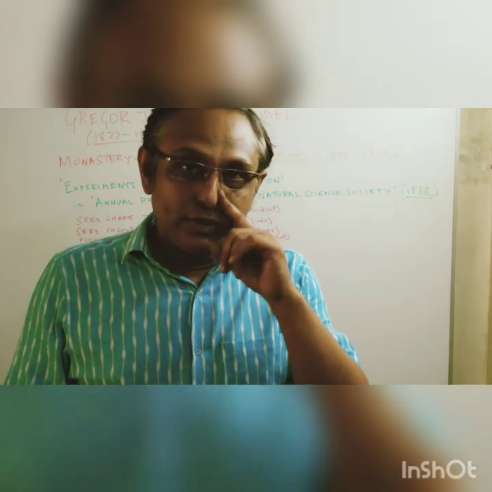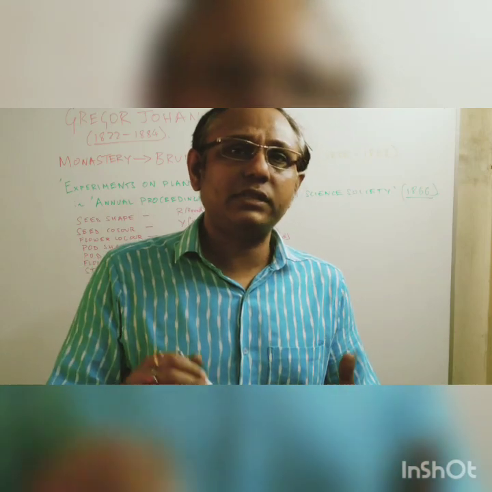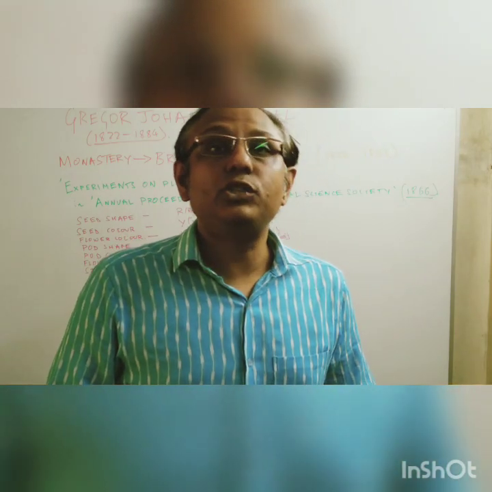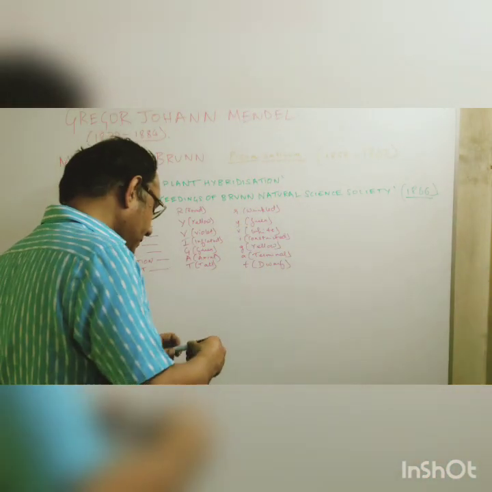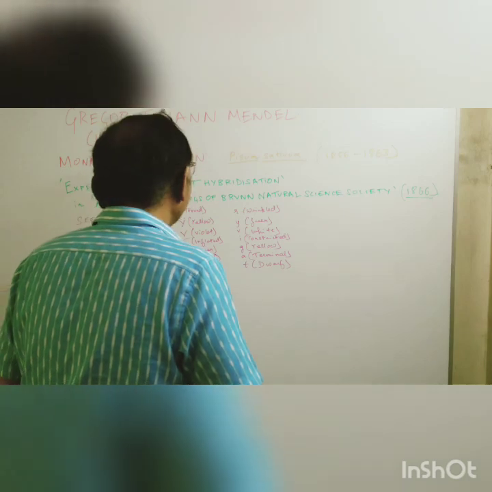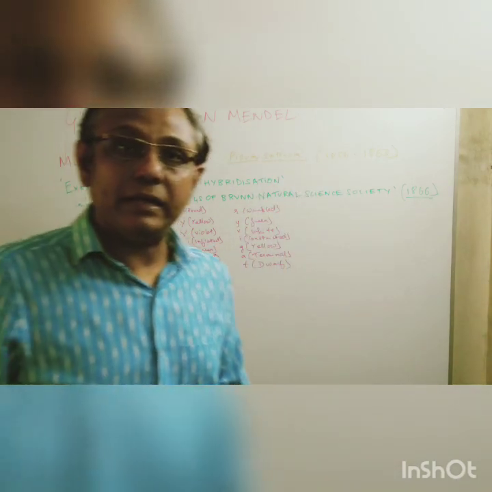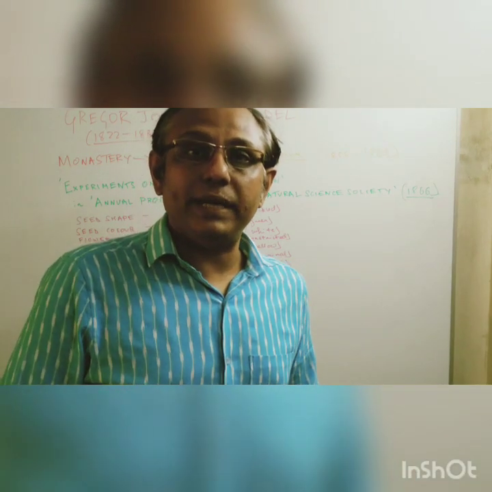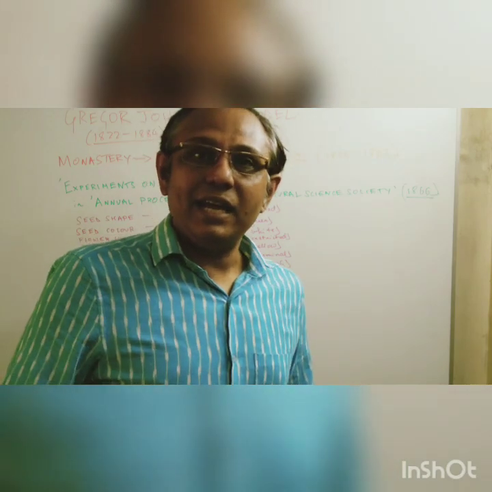He went to Vienna for many different courses, and finally comes back to his monastery, and he starts doing experiments on pea plants. Pea plants are known as Pisum sativum. Pisum sativum is the scientific name for the common garden pea. He found two different types of garden pea in his monastery. So he decided, alright, why not? Let's go ahead and do some experiments.